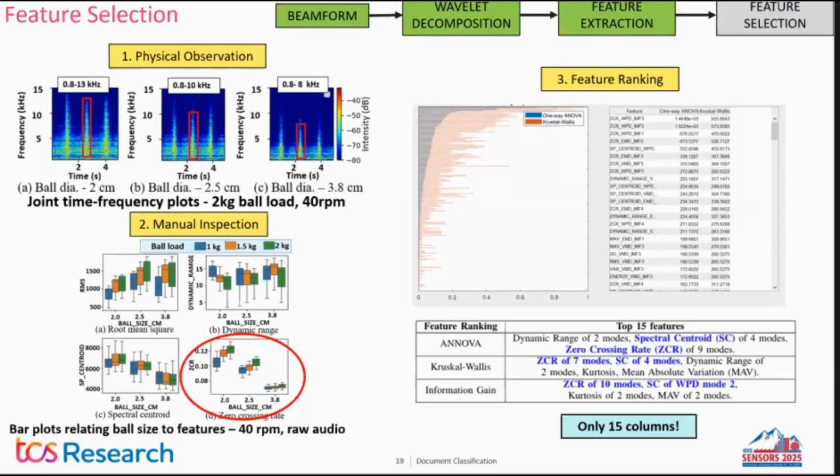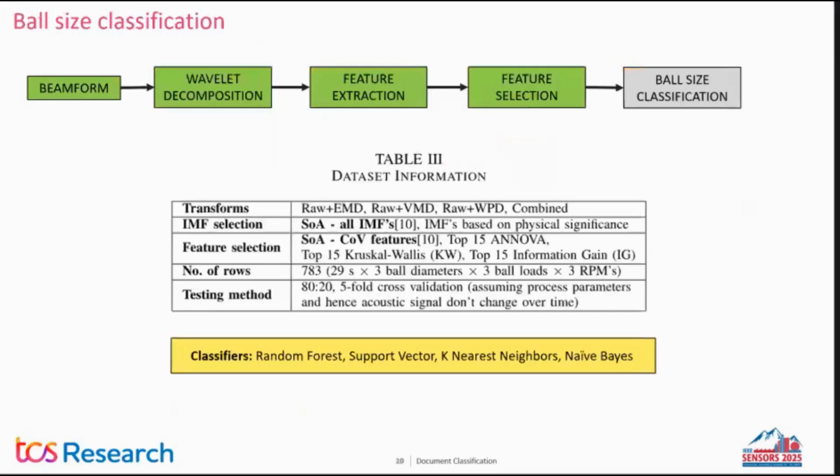In these we observe that zero crossing rate and spectral centroid top the chart. Now this matches with our previous observations, which matches with our physical observation. And now we just have 15 columns. Now the next step is ball size classification.